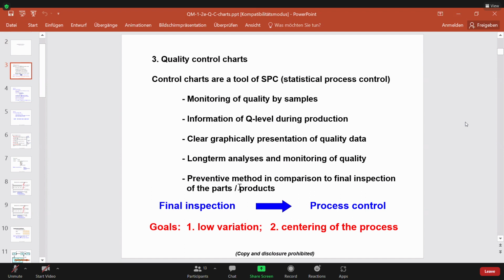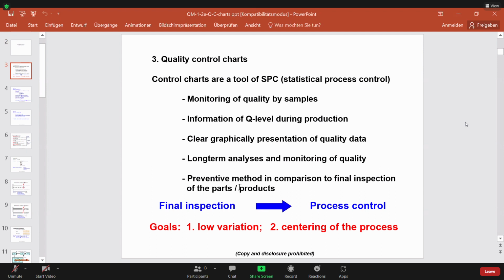In the past, most of the companies made final inspection of the parts. But this has the big disadvantage that a lot of parts are produced in the production, and then comes the final inspection, and then they see that a lot of parts are not meeting the quality requirements, the tolerances, for example.